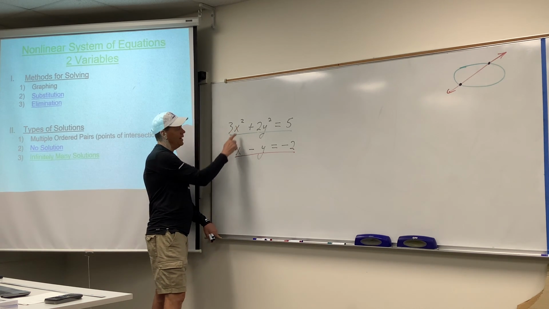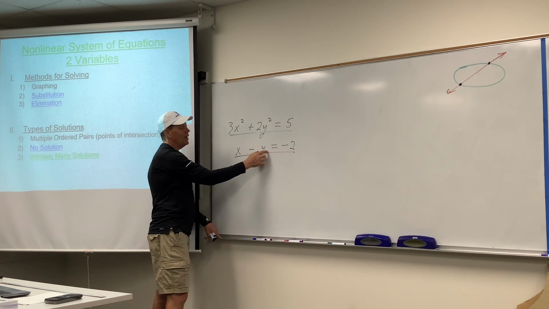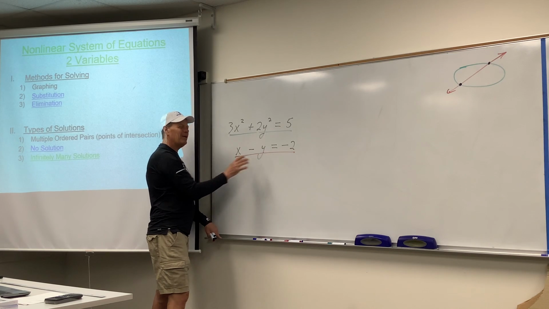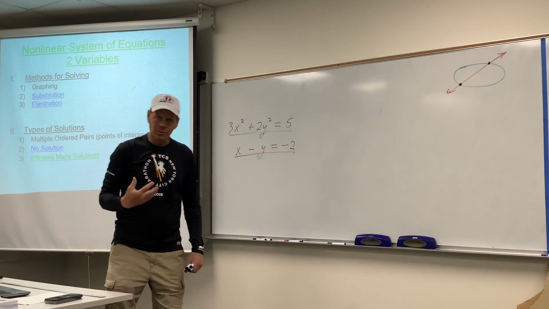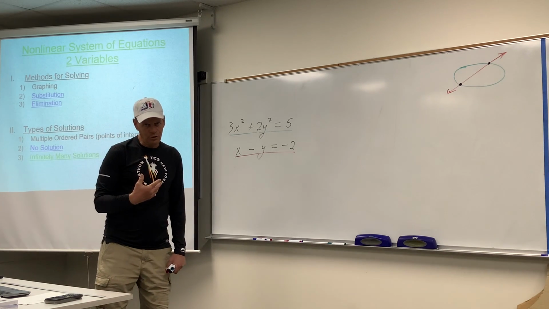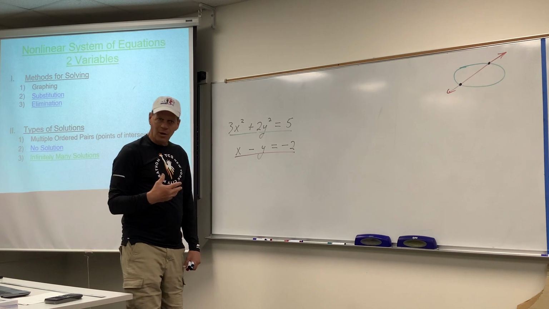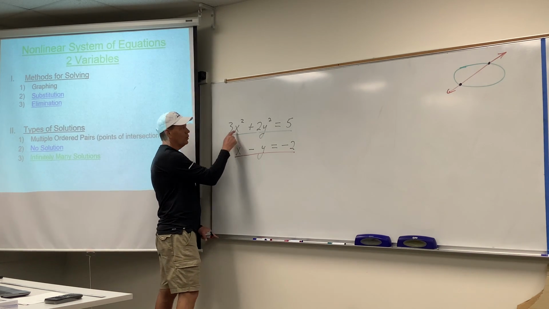X squared and X are not like terms, and you can't eliminate them, and neither could you do the Y squared and the Y. So elimination actually cannot be done here because those aren't like terms. That forces our hand to do substitution. And substitution, I remind you, requires that a variable be by itself. So I would say there's 4 choices here.